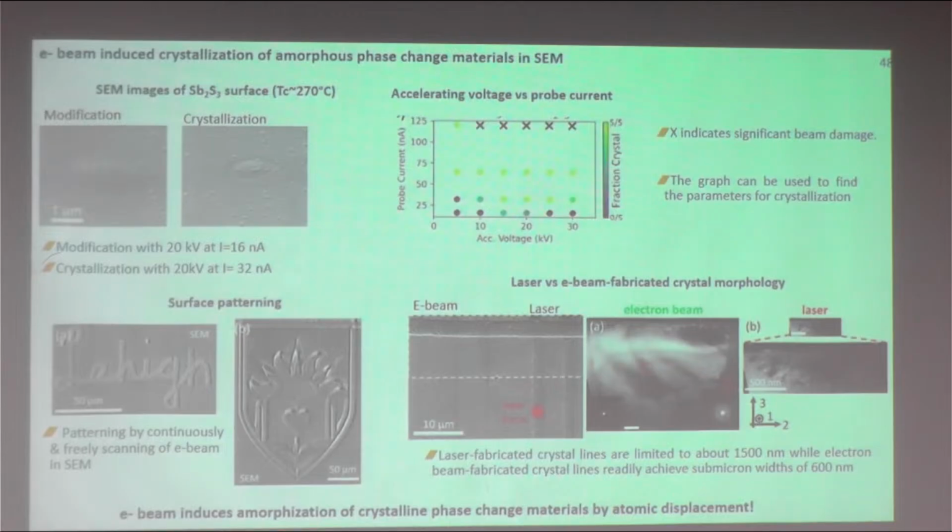So by using this SEM, they could also create some interesting features on the surface. You can see some letters, some logos of their institute or something like this. So it shows the transformation from amorphous to crystalline and the creation of some interesting features. And here, by using electron microscopy, one can see the crystallization or amorphization of such structures.